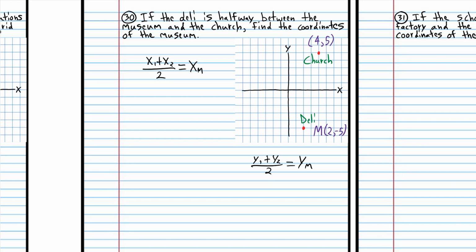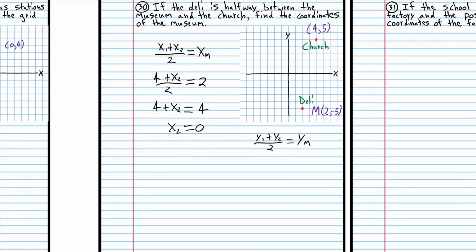So the deli is the midpoint, you see. So 2 is the x value of the midpoint. And we have another x value, which is 4, one of the endpoints. And we just solve that equation, multiply both sides by 2, and subtract 4 from both sides, and we get x is equal to 0. So that's the x value of the coordinate of the museum.